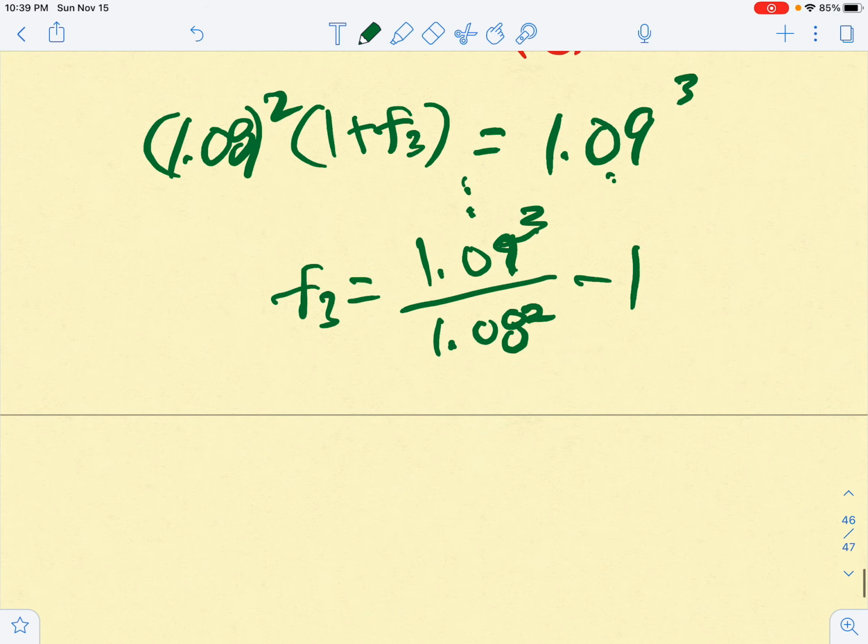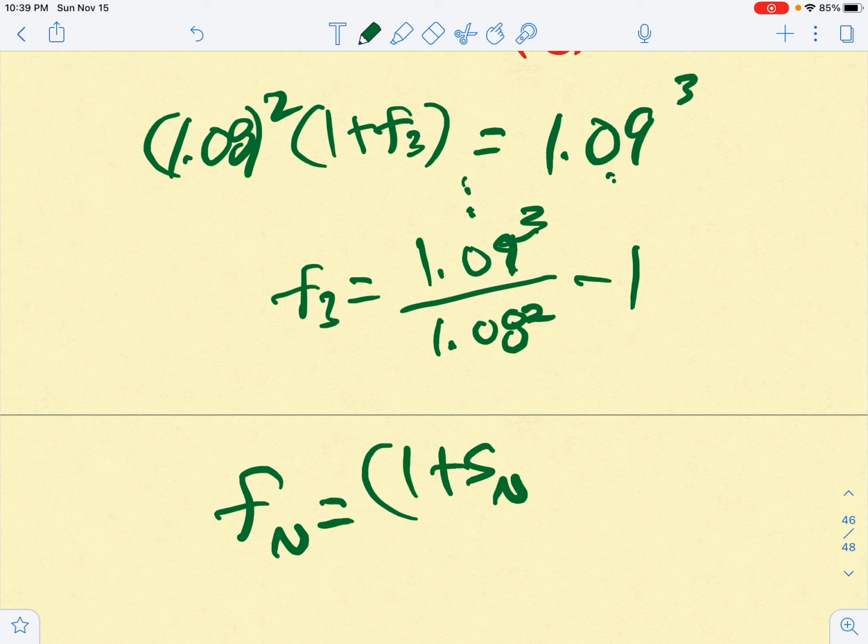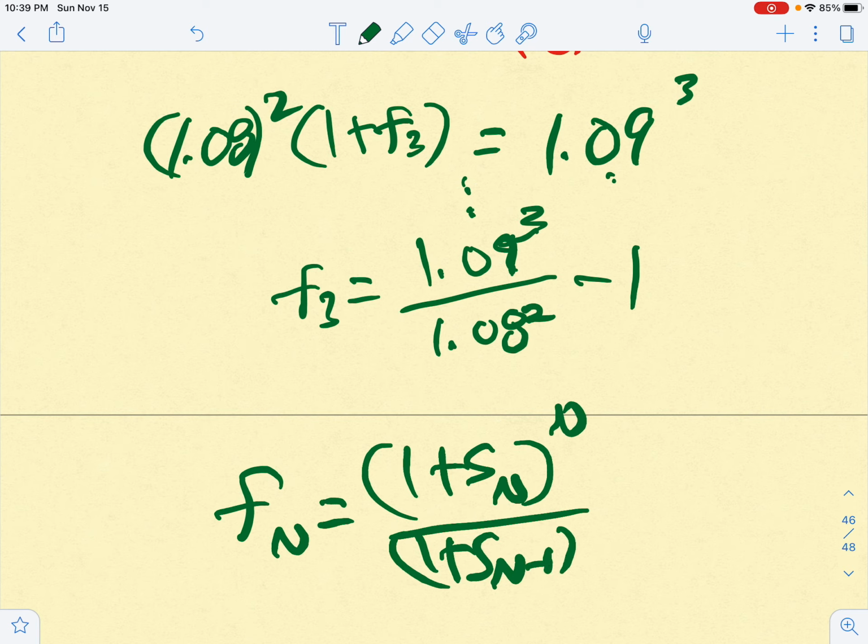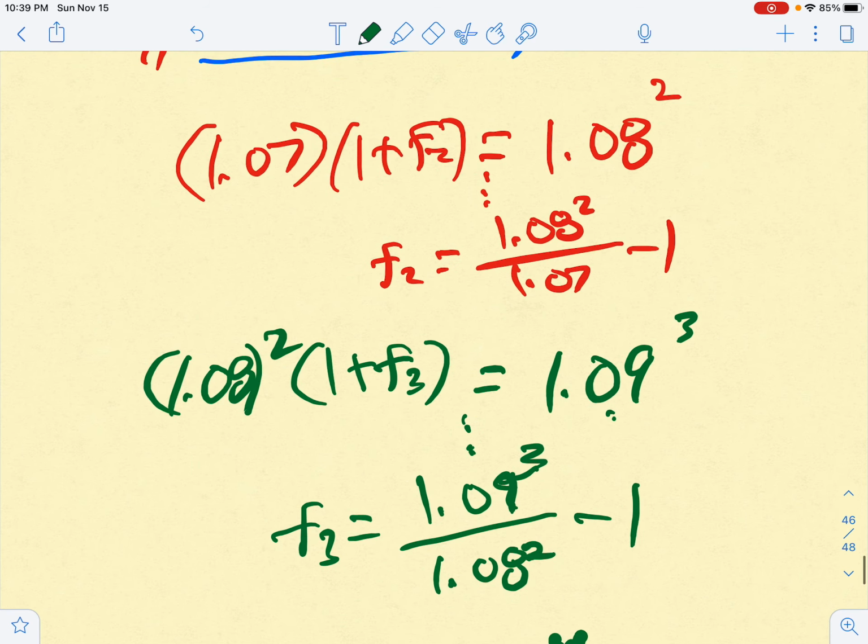I told you before that the formula of the forward rate over the nth period is 1 plus the n period spot rate to the nth power divided by 1 plus the n minus 1 period spot rate to the n minus 1 power, less 1. Okay, so you've seen that. And that's kind of how we get our forward rates.